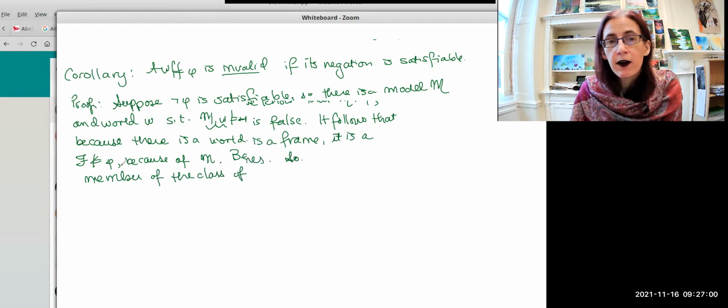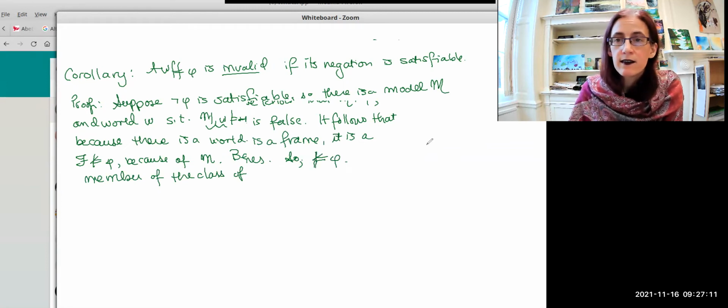So if we have a frame where phi is not valid on that frame, we know that phi cannot be valid at all, because we have found a model and a world in that model where its negation is true. QED.